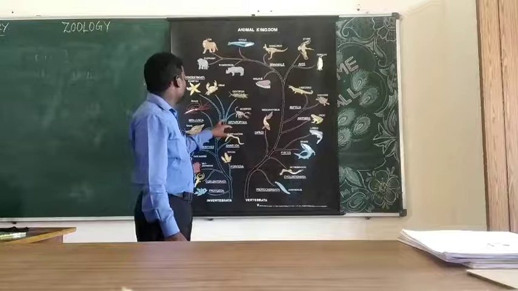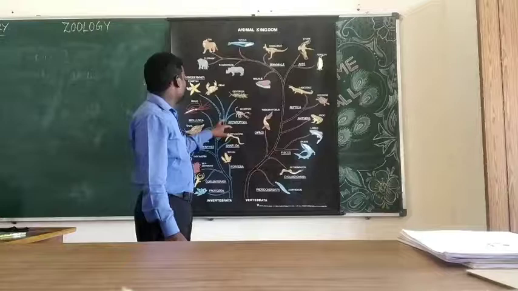First of all, we have to see protozoa. What is a protozoa? Protozoa means a primitive organism. The great example is amoeba. It is a single-celled animal. Next, porifera. This type of animal has pores. The external structure of the animal has many pores.